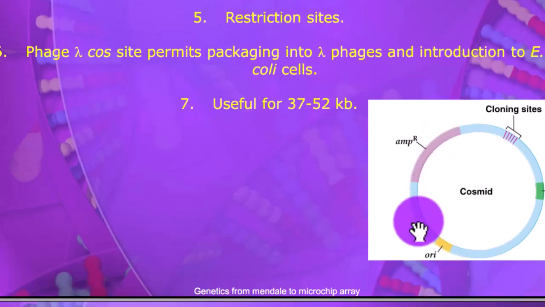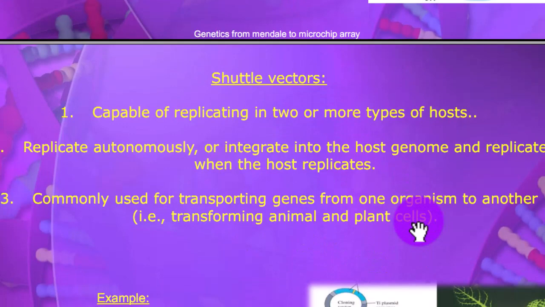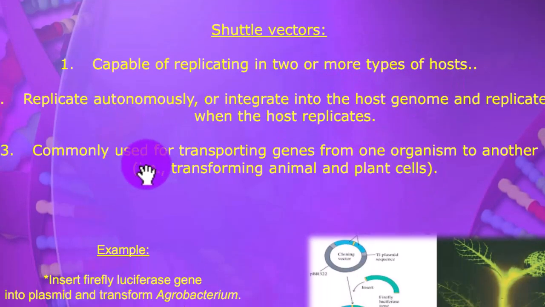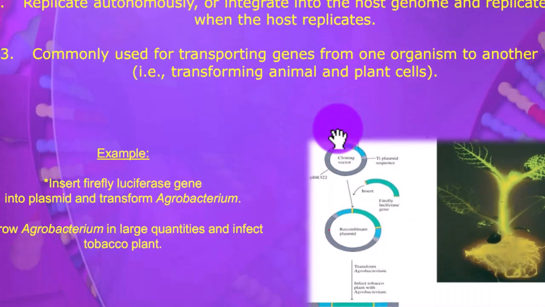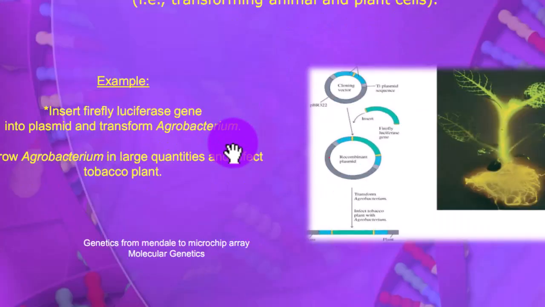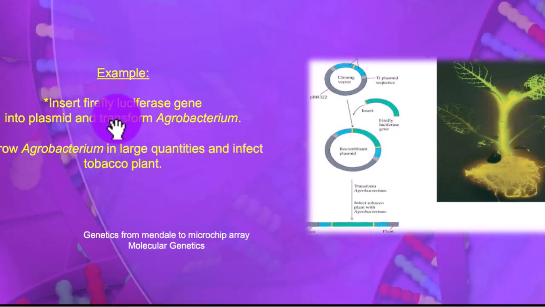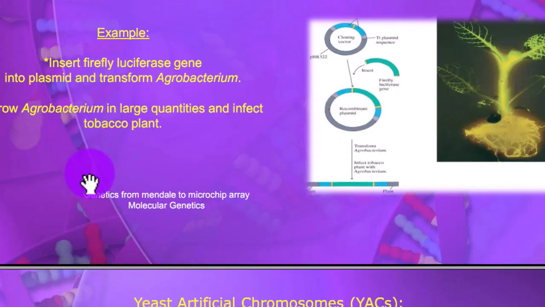Shuttle vectors are capable of replicating in two or more types of host, replicating autonomously or integrating into the host genome and replicating when the host replicates. Commonly used for transporting genes from one organism to another, as in farming animals and plants. Insert the luciferase gene into a plasmid and transform Agrobacterium, grow Agrobacterium in large quantities and infect a tobacco plant.